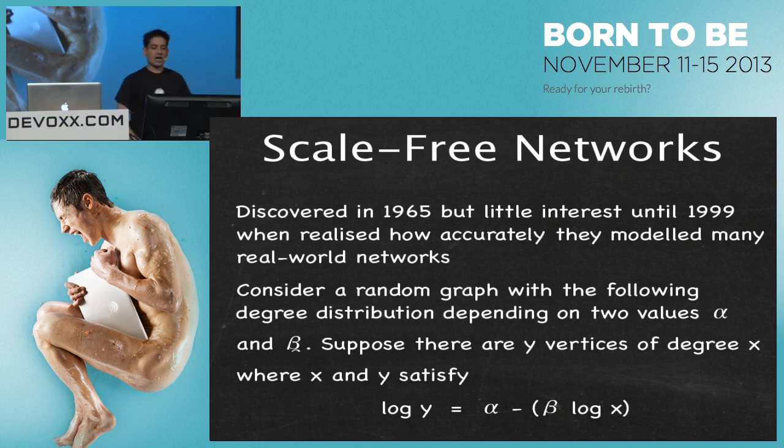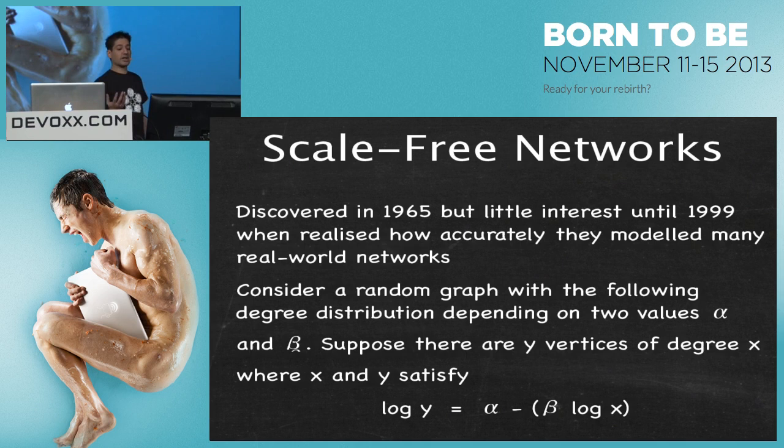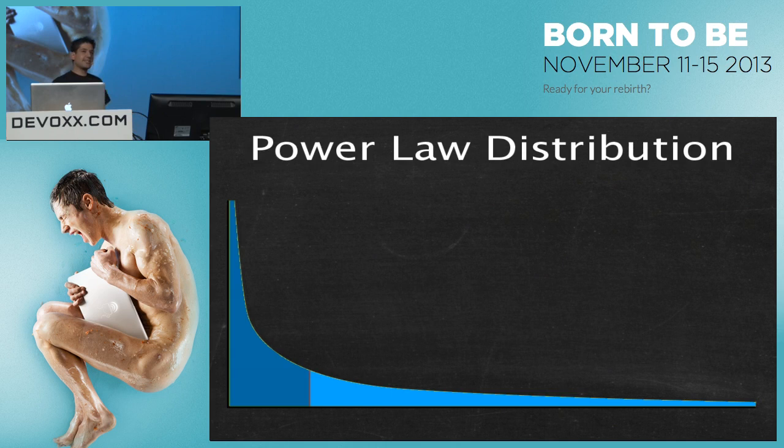And all we say is that for some vertices y, they have a degree x that you can calculate using this formula. And basically what this gives us is vertices whose degree, the number of edges coming in or going out, is proportional to the power law distribution. This probably looks familiar to you as the 80-20 rule or the long tail. Basically what we have here in the dark blue section is 20% of the nodes, the vertices in the network, have 80% of the connections. And the remaining 20% of the connections are spread out across the other 80% of the nodes.